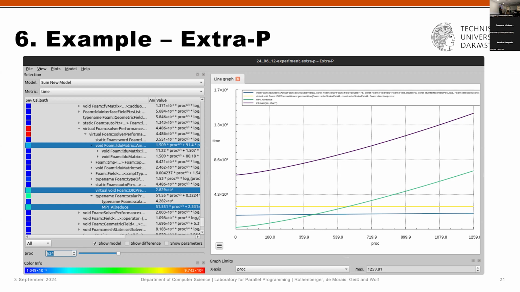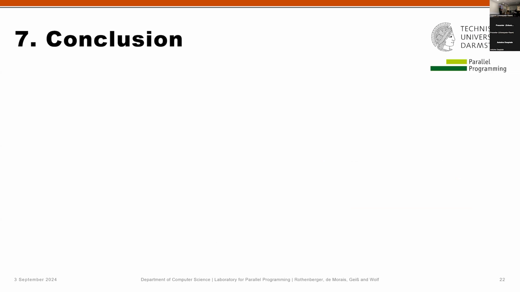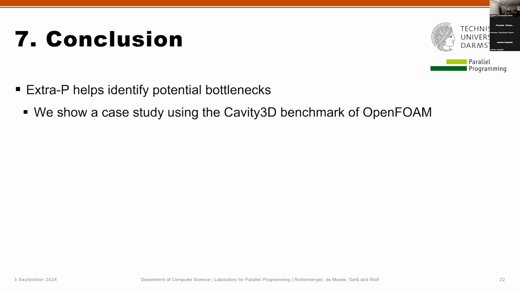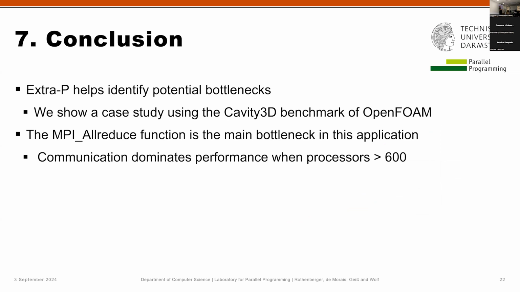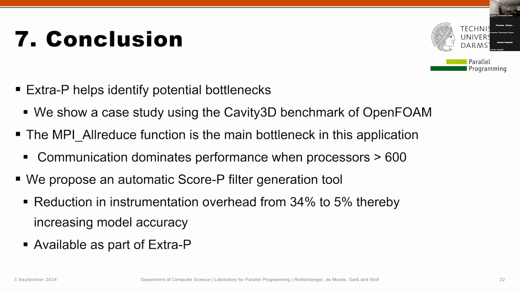All right. Saying that, I would like to conclude. In other words, XRP helps identify potential bottlenecks, as we showed in our case study involving Cavity 3D. The MPI reduce is the main bottleneck in our application, especially when the number of processes increases up to 600. We propose an automatic Score-P filter, with which you can see that you decrease the overhead from 35 to 5%, and also increase the accuracy of the model.